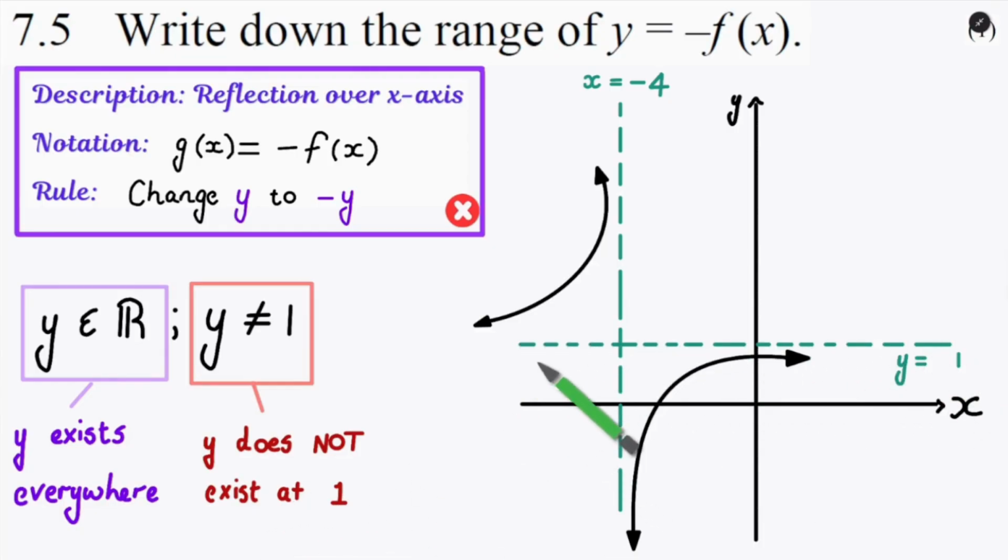At +1, sorry. It's an asymptote. The graph never ever touches that y value. And you just get 1 mark for the correct answer for this question.